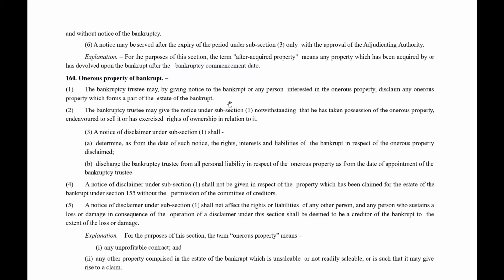Okay? The bankruptcy trustee may give the notice under subsection 1, notwithstanding that he has taken possession of the onerous property, endeavored to sell it, or has exercised right of ownership in relation to it. In the material which I have already given to you, I have framed illustrations on each of these sections. So if you go through those illustrations, you can easily understand these sections. A notice of disclaimer under subsection 1 shall determine, as from the date of such notice, the rights, interests, and liabilities of the bankrupt in respect of the onerous property disclaimed, and discharge the bankruptcy trustee from all personal liability in respect of the onerous property as from the date of appointment of the bankruptcy trustee.